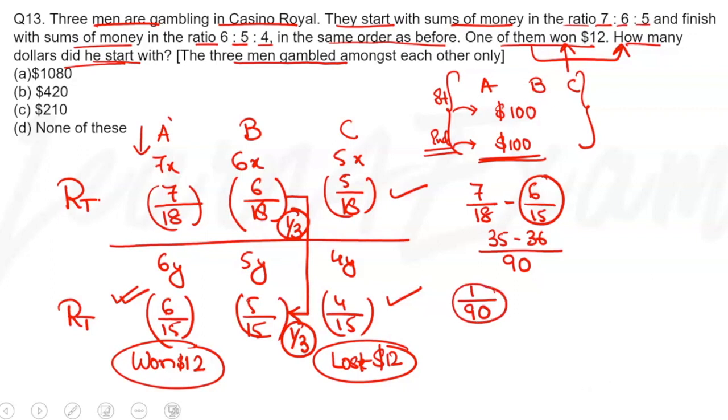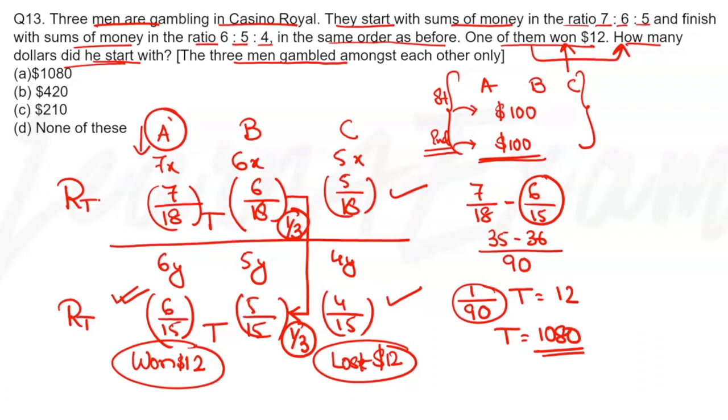So let's say the difference is $12. So 1 by 90 of the total is equal to 12, or the total amount is equal to 90 into 12, or 1080. 1080 is the total amount between these three people. I need to find out the amount that A is carrying.